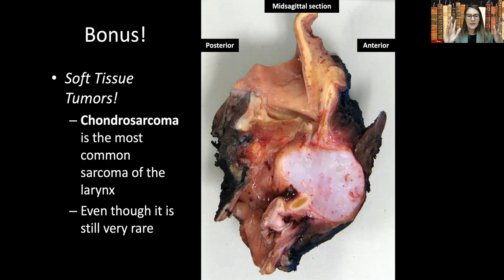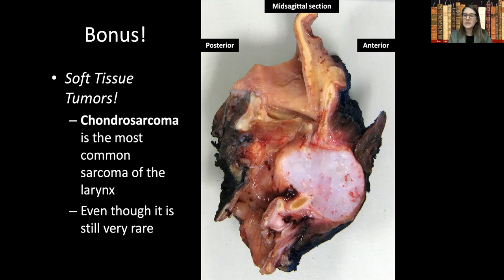True. However, if you are going to see a soft tissue sarcoma, it's probably going to be a chondrosarcoma. These are very rare, but they are the most common sarcomas of the larynx. Benign chondromas of the larynx are thought to be extraordinarily rare to non-existent. So mostly if you see a cartilaginous tumor, it is probably a chondrosarcoma, or at least should be treated as such in the high likelihood that it is.